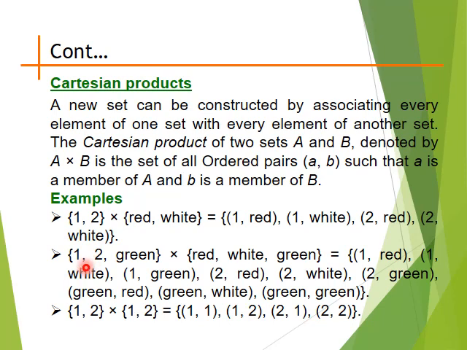Another example 1, 2 and green with Cartesian with the set red comma white comma green. This will be 1 red, 1 white and 1 green. It is 2 red, 2 white and 2 green. This is again green red, green white and green green. Last example is 1 comma 2 is with Cartesian with the set 1 2, that is 1 1, 1 2, 2 1 and 2 2.